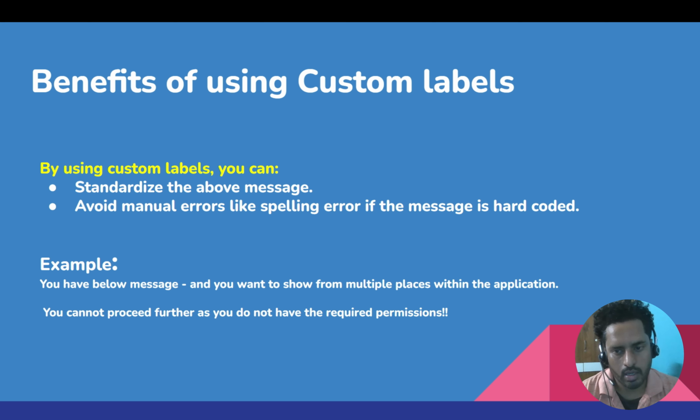So it is to maintain the uniformity throughout the application. This is one of the main advantages. And suppose I don't want to use a custom label and I want to hard code the message in multiple places, then there are chances that I can make a manual error, like adding an additional space, using a wrong spelling, or using a capital letter or a small letter which is not correct, right? So if we have this custom label in one place and it is being accessed from multiple pages or multiple screens, then we will show the same message which is stored in the custom label.